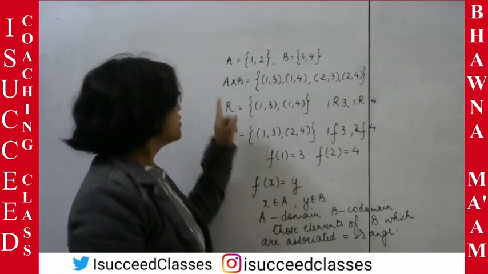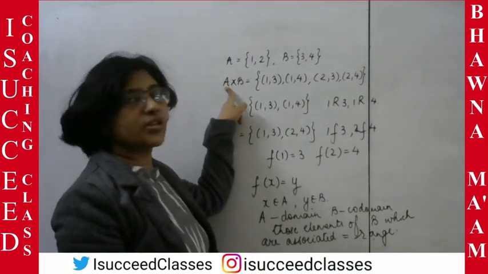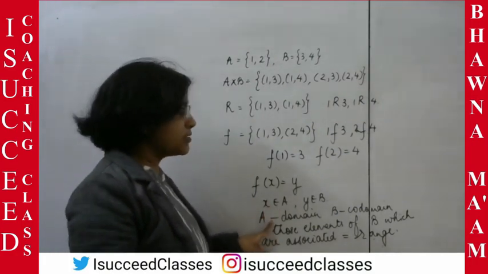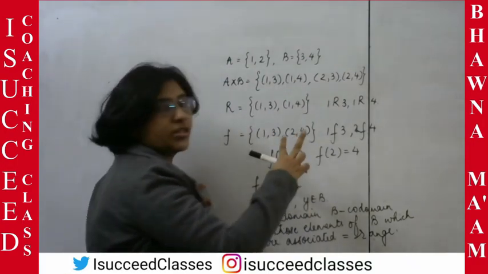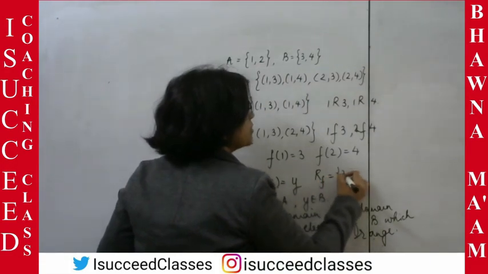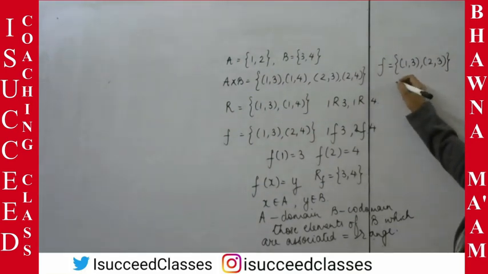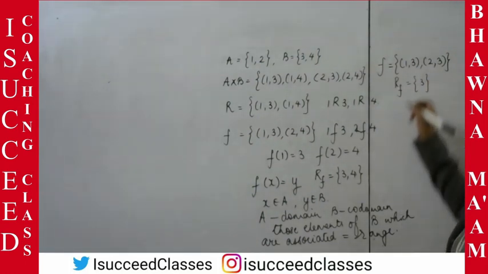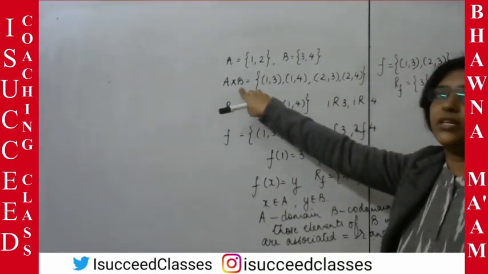Suppose we are finding a function from A on A cross B, then A is the domain, B is the codomain. Those elements which are related, like 3 and 4, that's the range. So we can write range of f is {3, 4}. In case we were to take this example, then the range of this function will become {3}. So range is only those elements of the set B which are related.